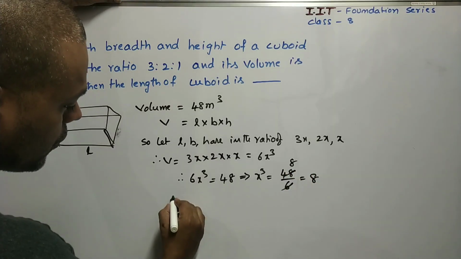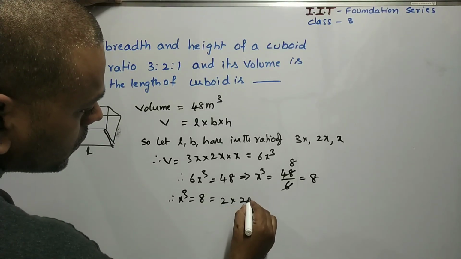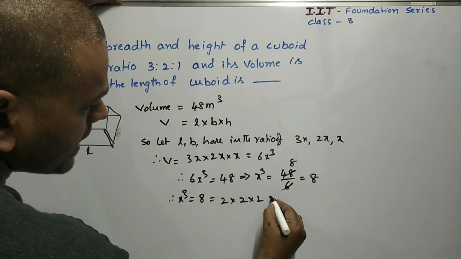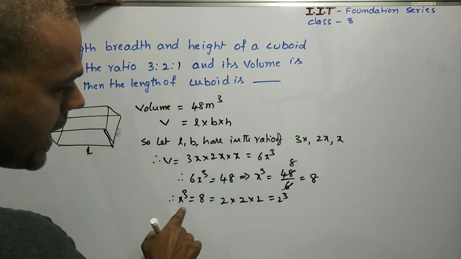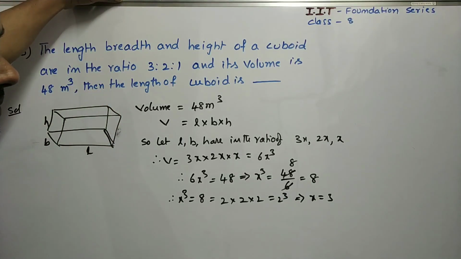Okay, therefore x cube is equal to what? 8. We may write it like this: 2 into 2, 2 twos are 4, 4 twos are 8. So we may write 2 cube. So x cube is equal to 2 cube. That implies x is equal to 2.